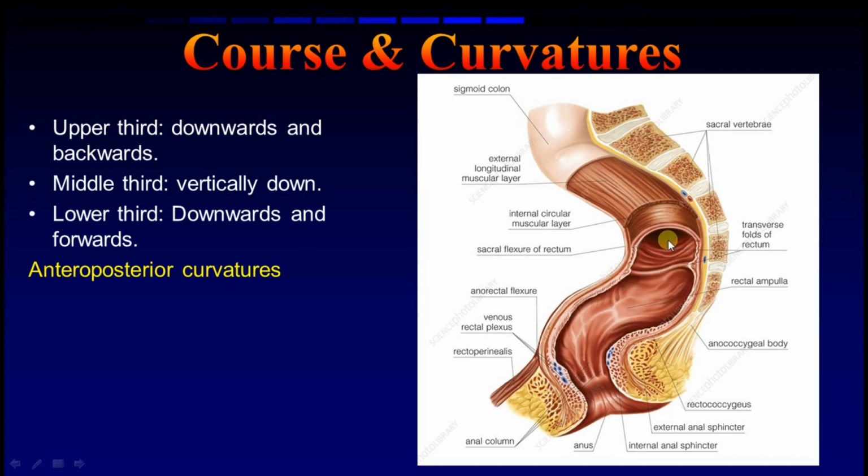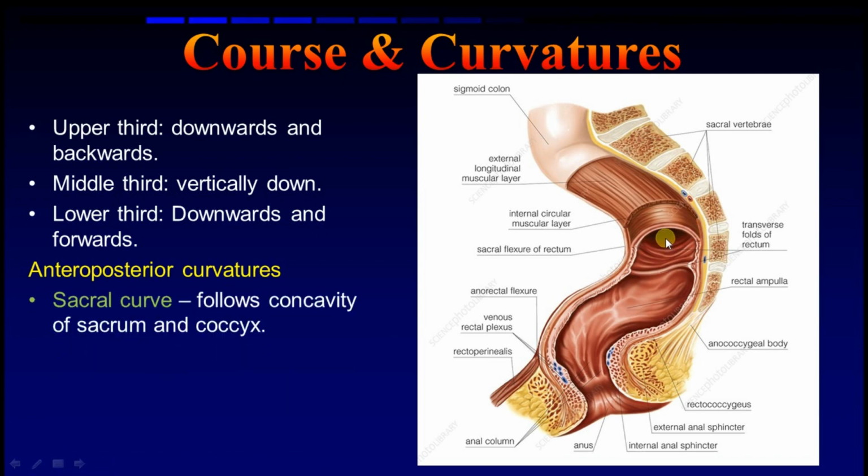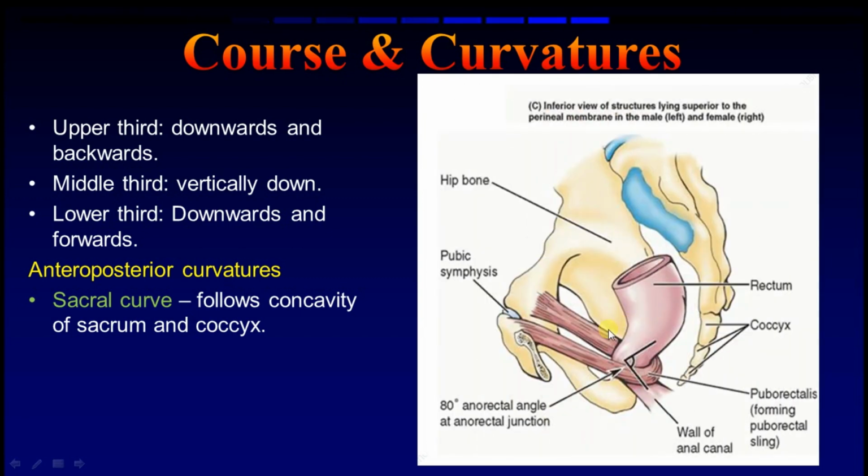The upper curve is called the sacral curve, which follows the concavity of the sacrum, S3, S4 and S5, the last three sacral vertebrae. This is the first, upper antero-posterior curve. The lower antero-posterior curve is called the perineal curve, and this forward bending is convex forwards.